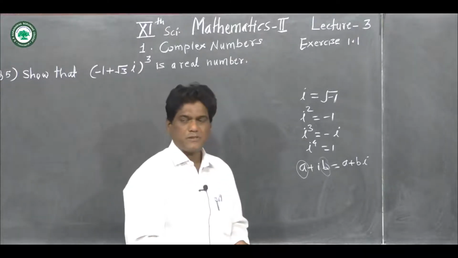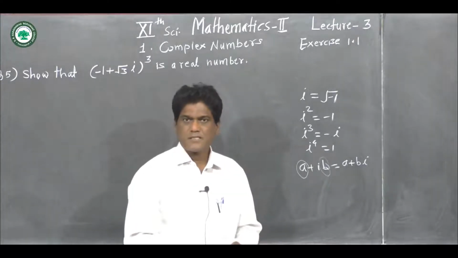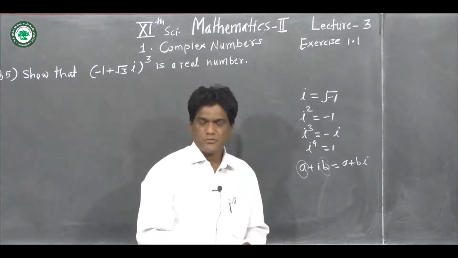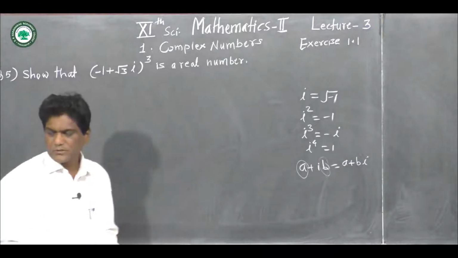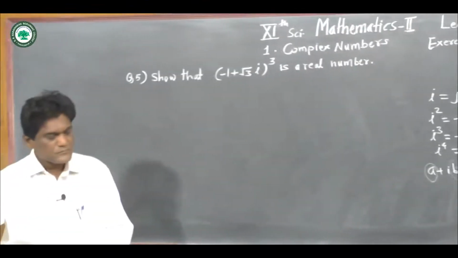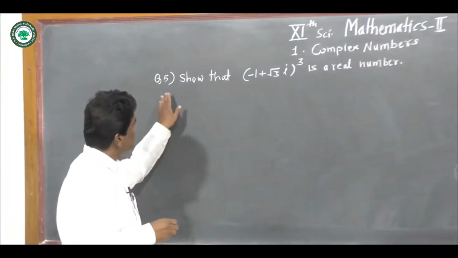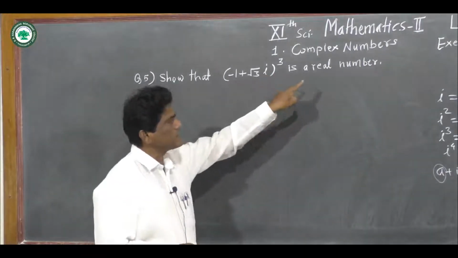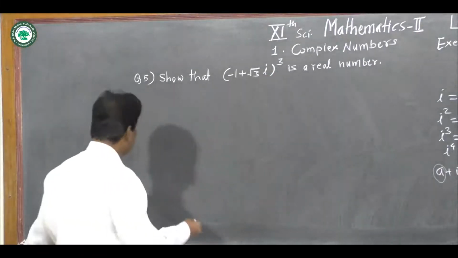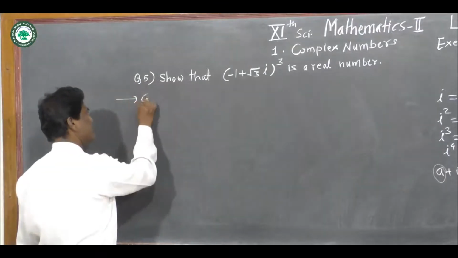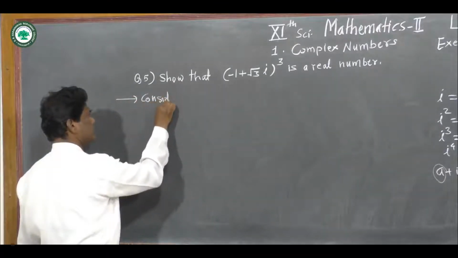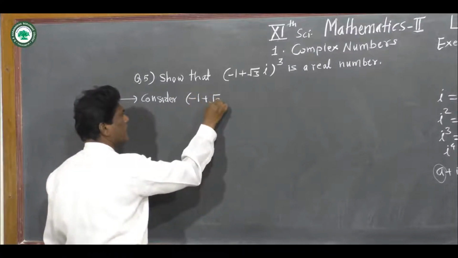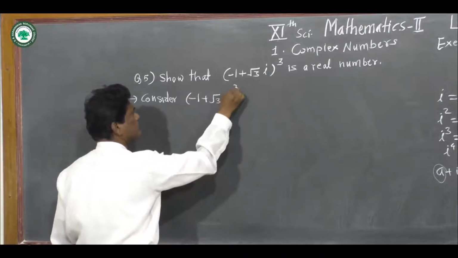So now we start exercise 1.1 and the next question, question number 5. Let us try to solve question number 5. Show that (minus 1 plus root 3i) to the power 3 is a real number. So solution of this, consider (minus 1 plus root 3i) to the power 3.